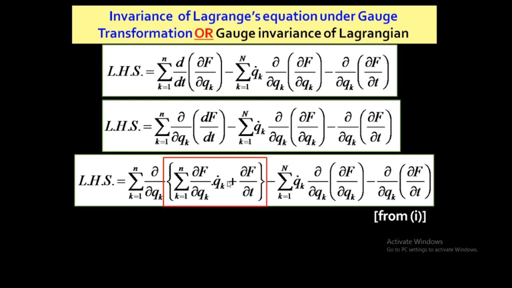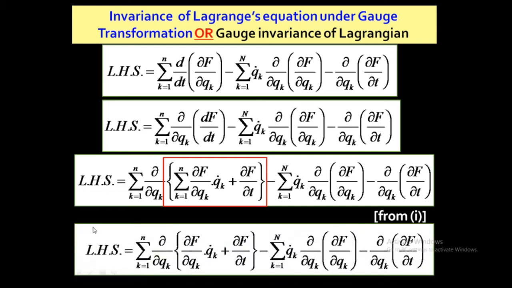After replacing, we can see there are two summations over k here. Both the summations are over k, so instead of writing two summations I can write only one summation over k. I can skip one summation because both are the same. So I write summation over k del by del qk of del f by del qk into qk dot plus del f by del t, and both the remaining two terms are as it is.